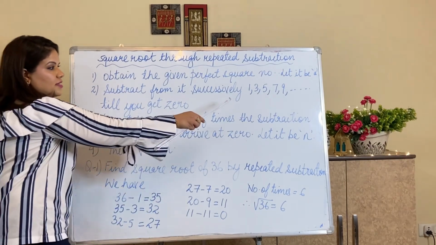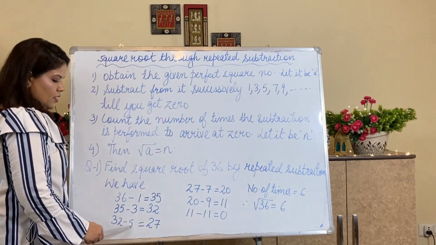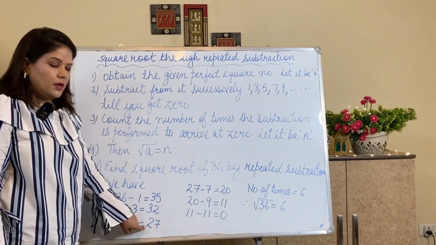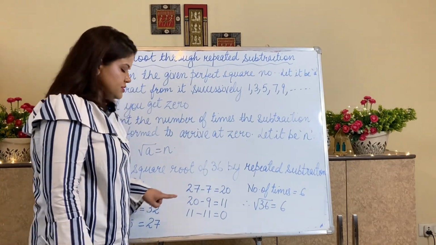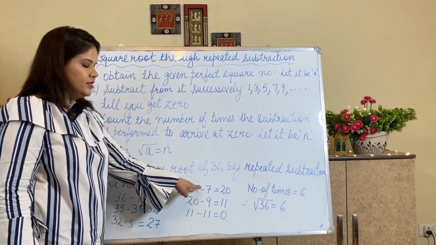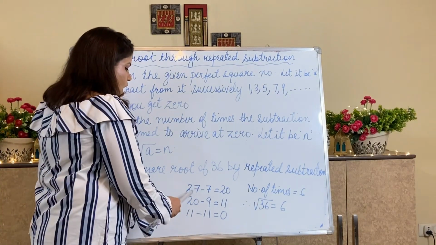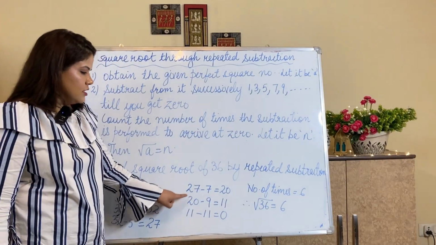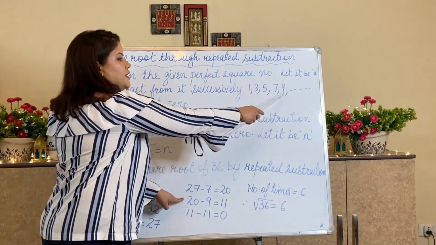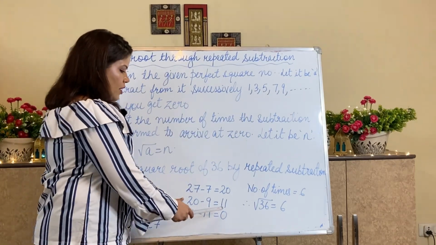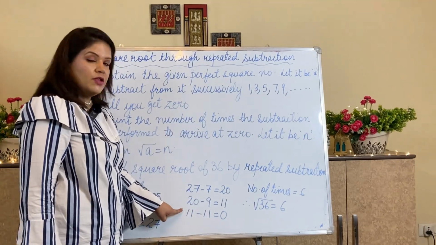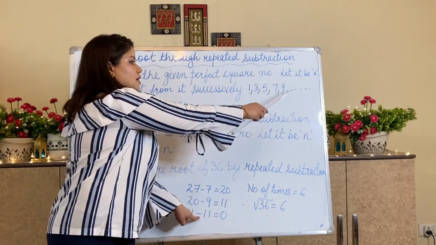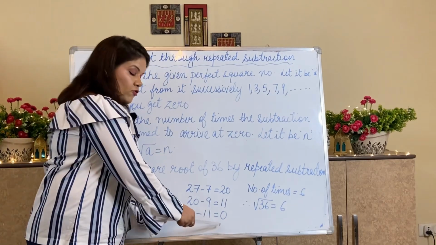And what is the next second number? 5. I'm getting 27. This will be my first new number. And what will be my second number? Since I have taken 1, 3, 5, I will take 7. This will give me 20. After taking this number as a first number, I will be taking 9. I am getting 11. 11 will be my new first number. And what will be my second number? 11. I have got 0.